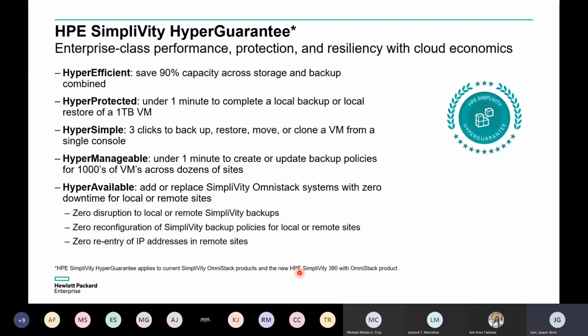Hyper simple, with just 3 clicks to do core functions like backing up, restoring, moving, or cloning a VM on a single console. Hyper manageable, which means that you can manage thousands of VMs across multiple sites in just a single pane of glass. And hyper available, that is for a highly available solution of HPE SimpliVity. We can upgrade and add nodes without disruption.